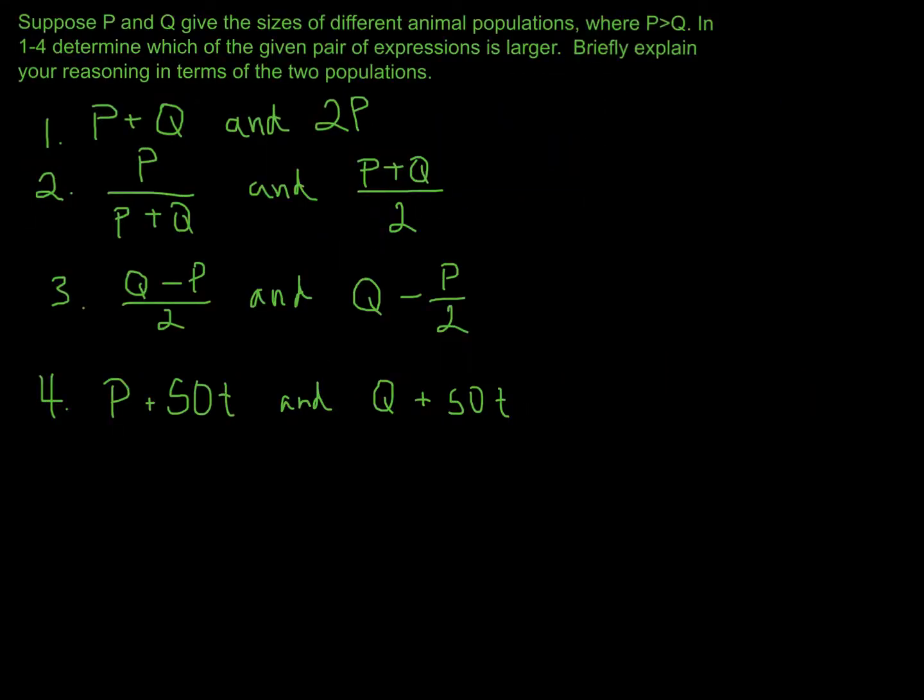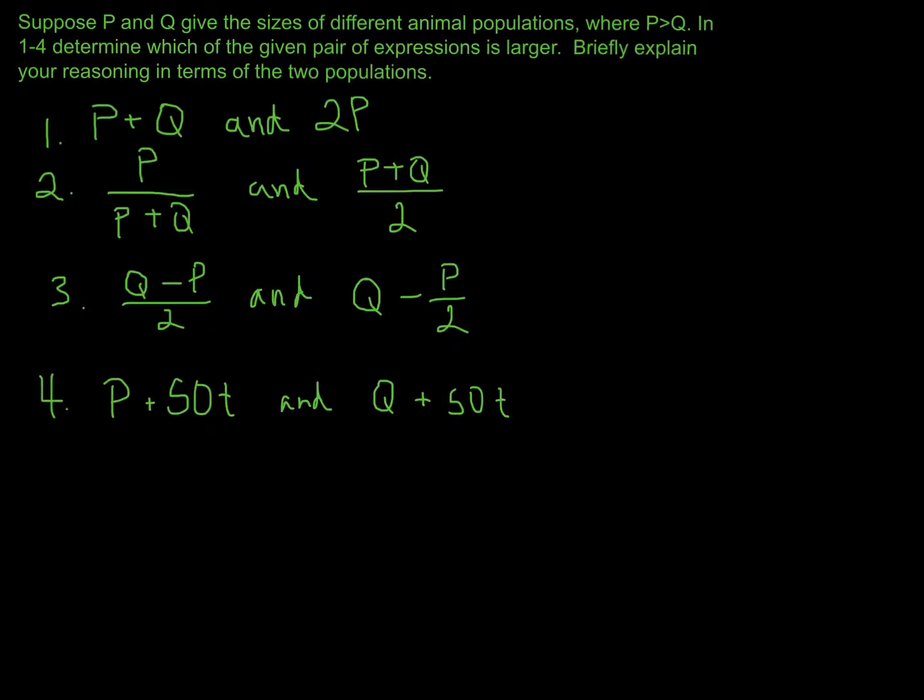All right, here we go. Suppose P and Q give the sizes of different animal populations where P is greater than Q. In 1 through 4, determine which of the given pair of expressions is larger, and then briefly explain your reasoning in terms of the two populations.